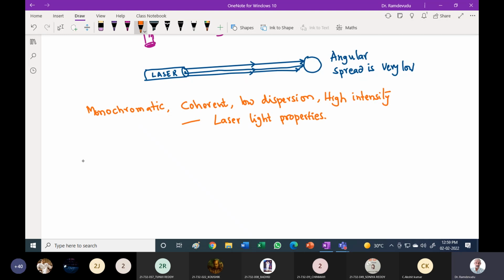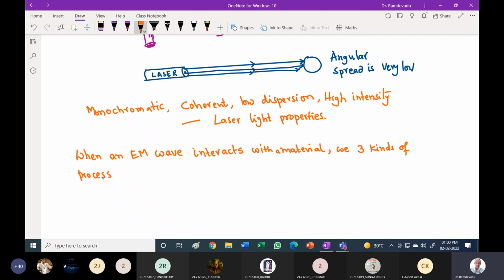So when an EM wave, meaning electromagnetic wave, maybe ordinary light or maybe laser, interacts, means it is incident on or absorbed by the substance, when an EM wave interacts with a material, we have three kinds of interactions, three kinds of processes that occur.